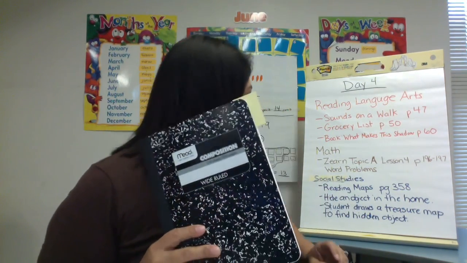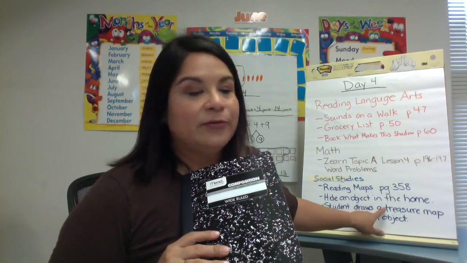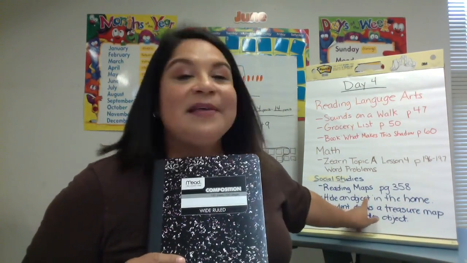Okay, so their activity for today, what we want you to do is in your composition book, we want your child to hide an object first, right, inside your home and not tell you about it. Okay, hopefully it's not too difficult, but they're going to go ahead and choose an object and hide it somewhere in the house. Then what they're supposed to do in their composition book is to draw a treasure map, right, so that you or somebody else in your household can go and look for the object that they hid.